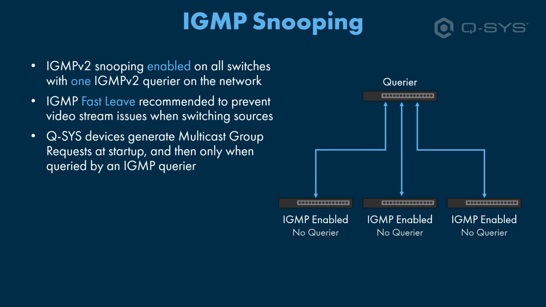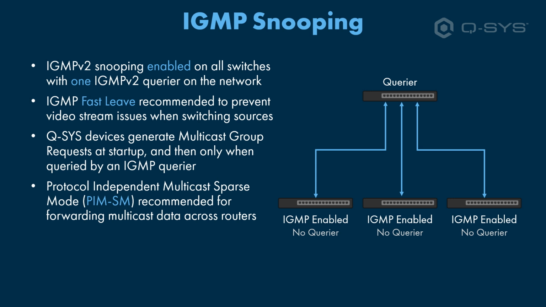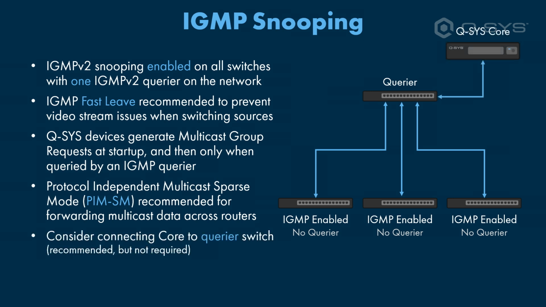Also, really worth noting that IGMP snooping often is not going to be able to transmit past your VLAN. So if you are doing IGMP snooping and multicast traffic beyond your routers, beyond your VLANs, you will probably need to engage PIM sparse mode. That's protocol independent multicast sparse mode, which is the only way to get that multicast traffic outside of your immediate region. It's probably a good idea for the core to be connected to that querier switch.